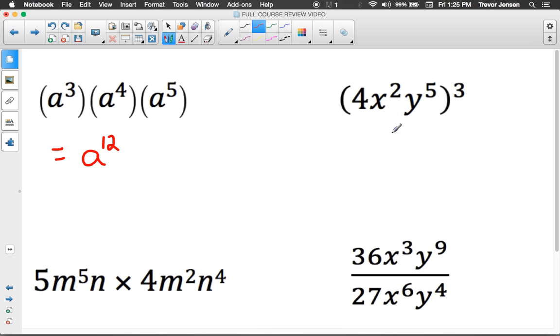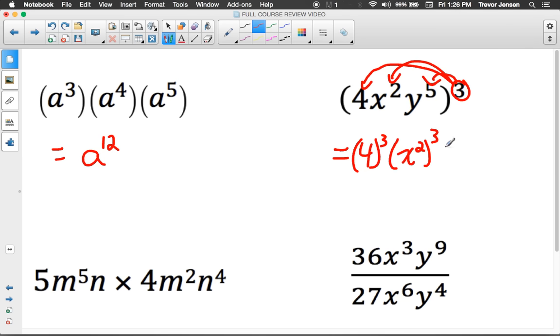There's our final answer. What we have here is power of a product. So the base of the power is a product of 4x squared and y to the 5. So what I have to do is put this outside exponent onto each of the factors in the product, onto the 4, onto the x squared, and on y to the 5. So I have to do 4 cubed. I'll put in brackets just so it looks nicer here. I have to do x squared cubed, and I have to do y to the 5 cubed. Right? This outside exponent goes on to each of the factors of the product of the base.